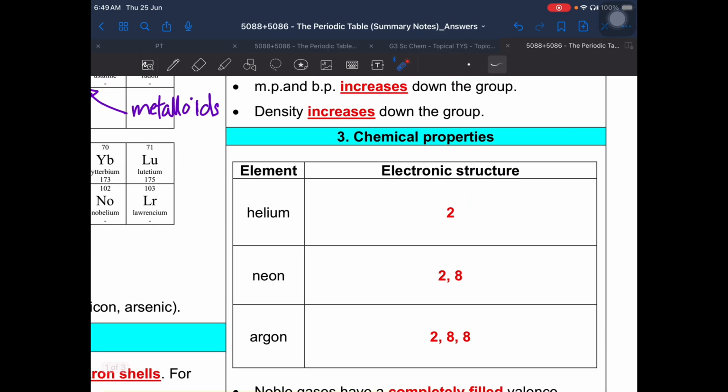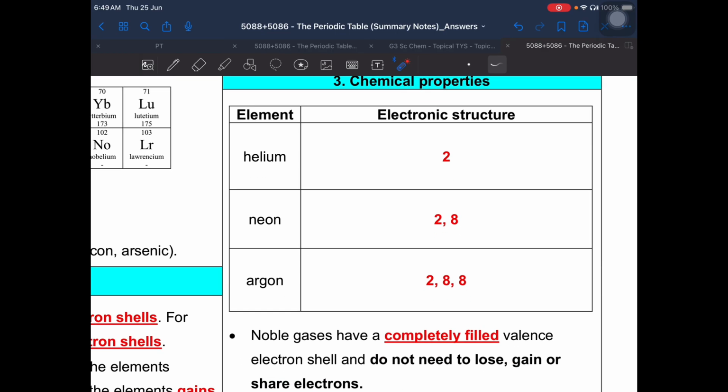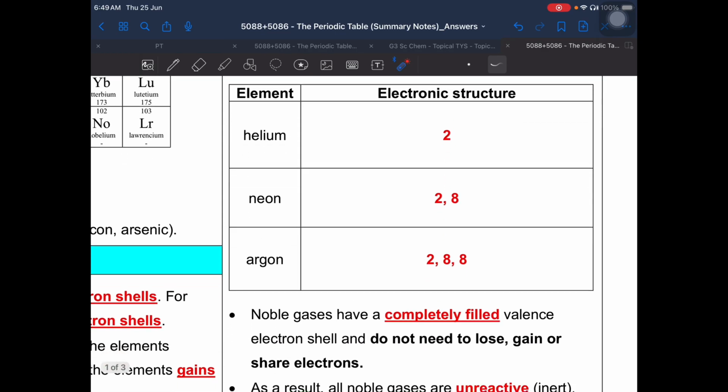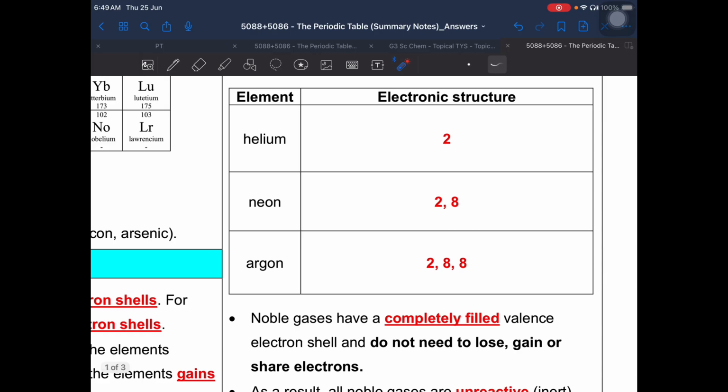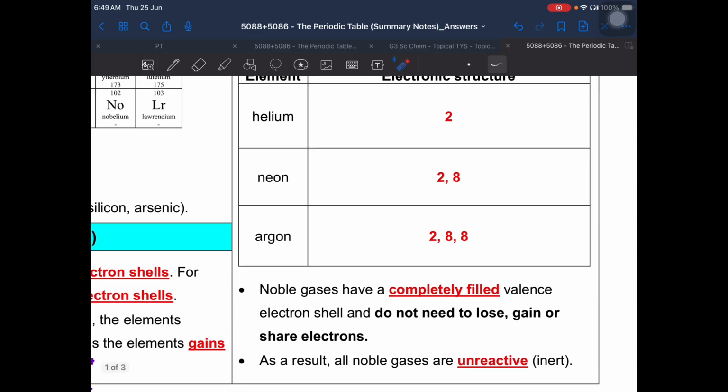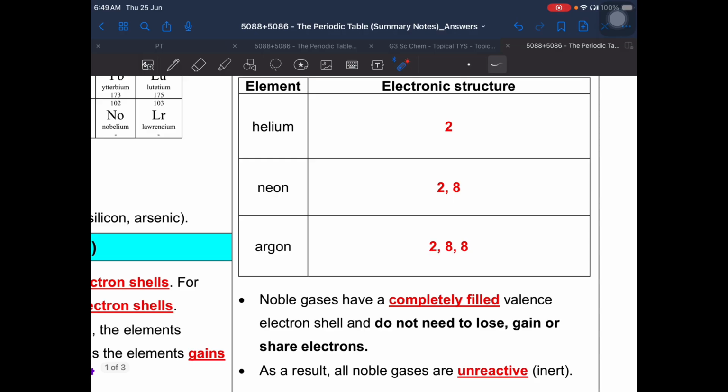That means they have what we call a fully filled valence electron shell, and they do not need to lose, gain, or share electrons. As a result, we say that they are all unreactive, or what we call inert chemicals. I hope you remember how to derive your electronic structure, and more importantly, how to even draw them out, right?